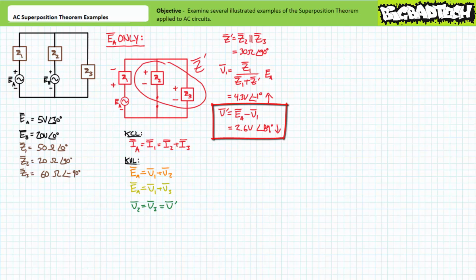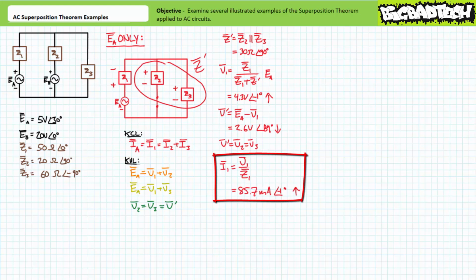Combined impedance Z single prime is the parallel combination of impedance elements Z2 and Z3. Voltage across elements in parallel is the same. V single prime equals V2, which equals V3. Let's now examine current. Application of Ohm's law demonstrates that current through impedance element Z1 is 85.7 milliamperes at an angle of negative 1 degrees, traveling bottom to top.